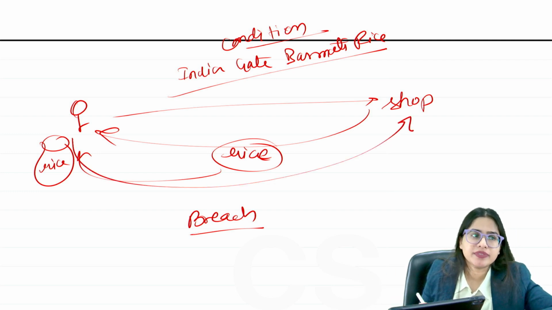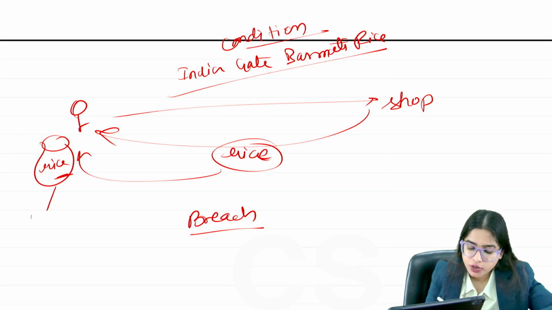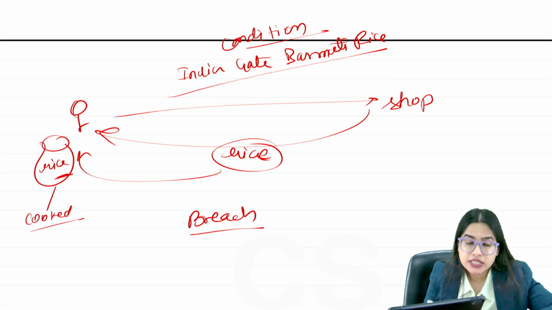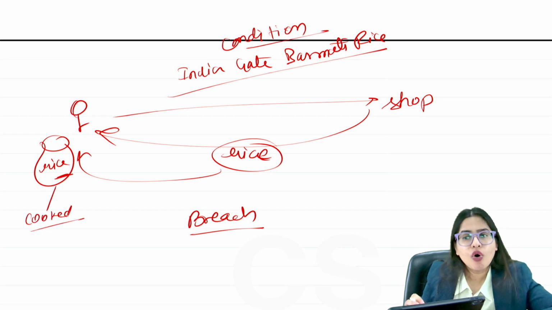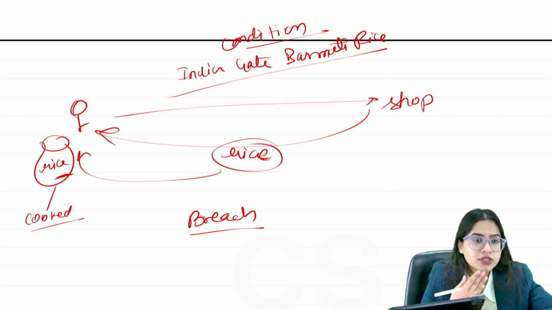But wait, let's say they gave this rice to me, I cooked this rice and tried it. After trying this rice, I found out that this is not India Gate Basmati rice. So there's a breach of condition. Can I return the rice?